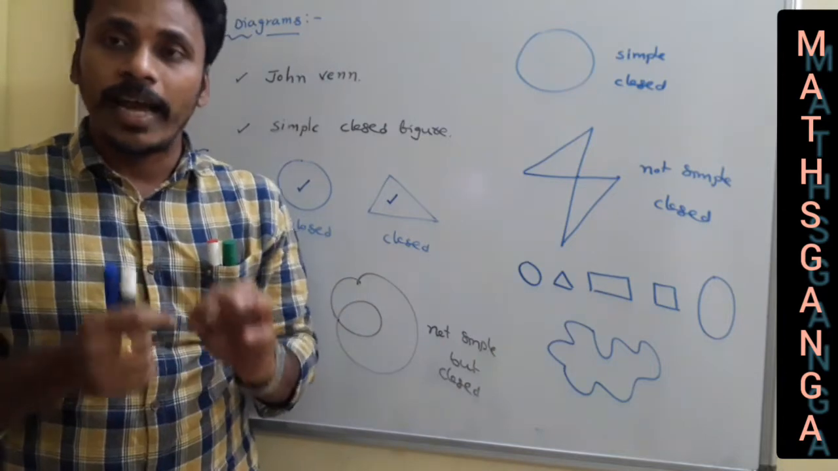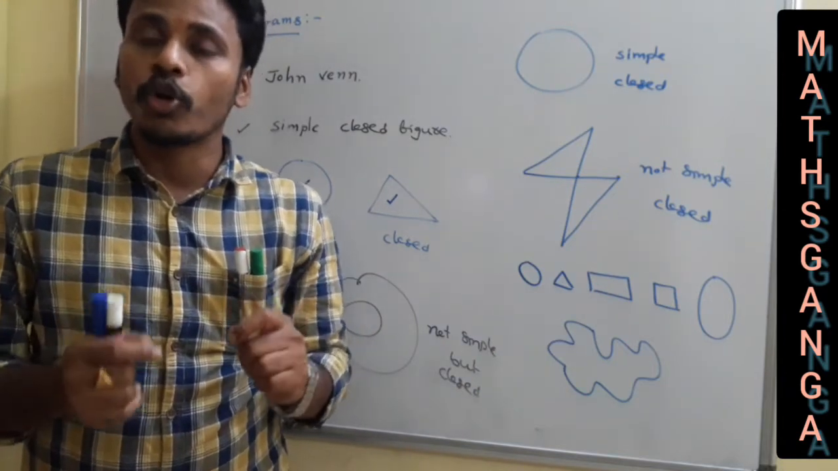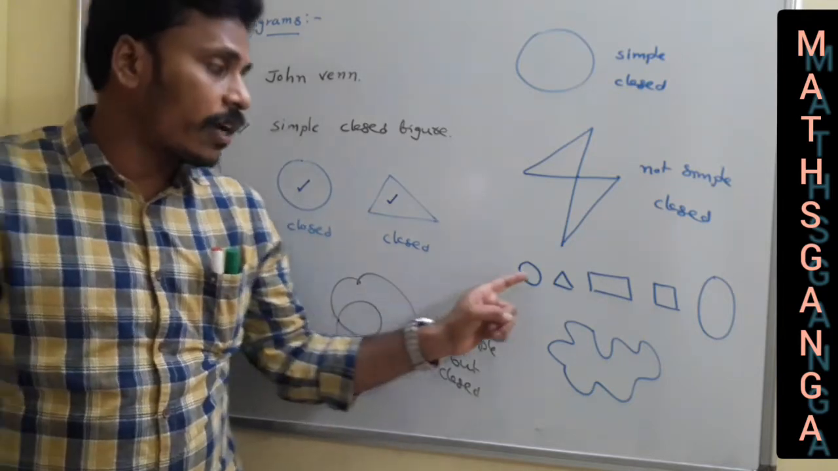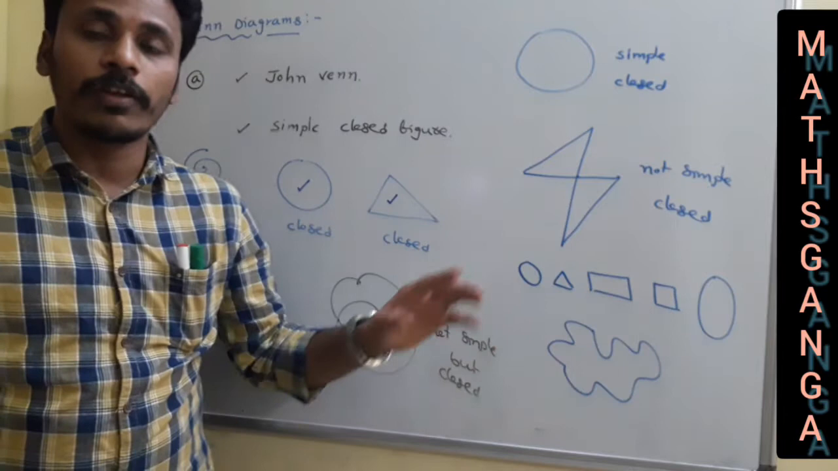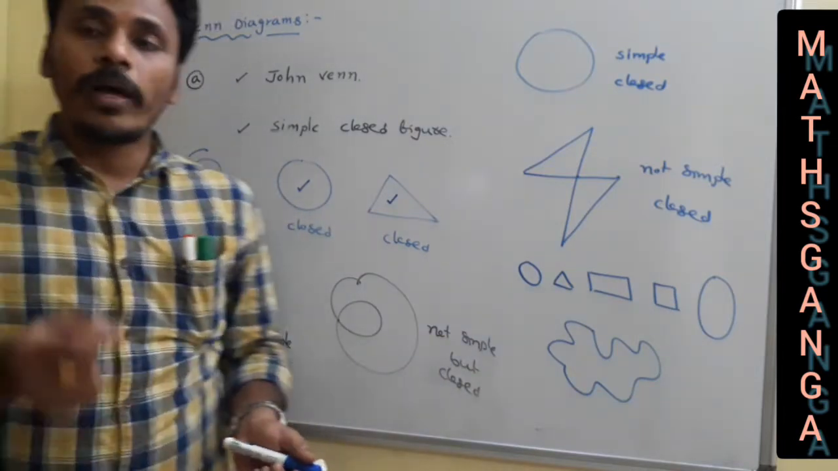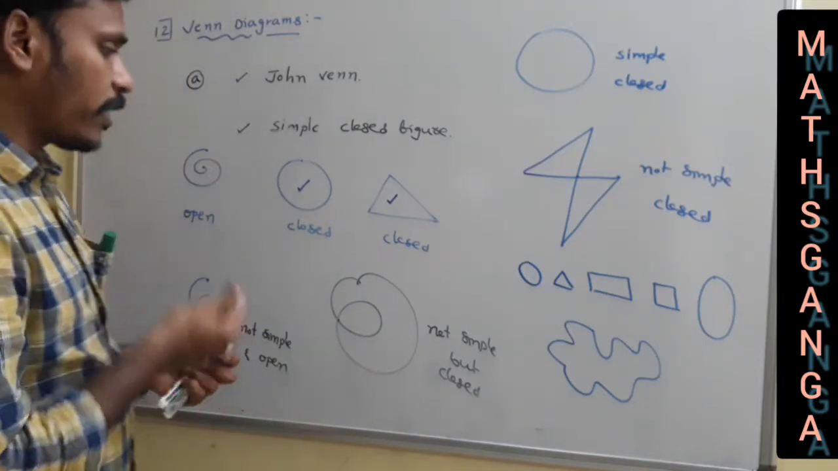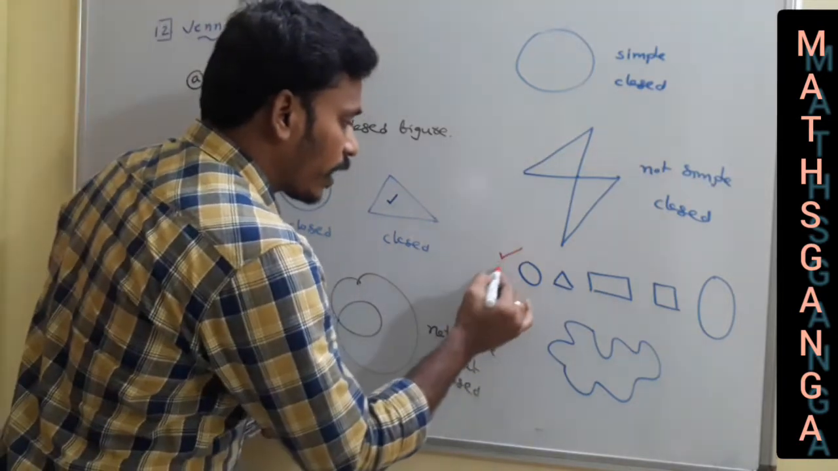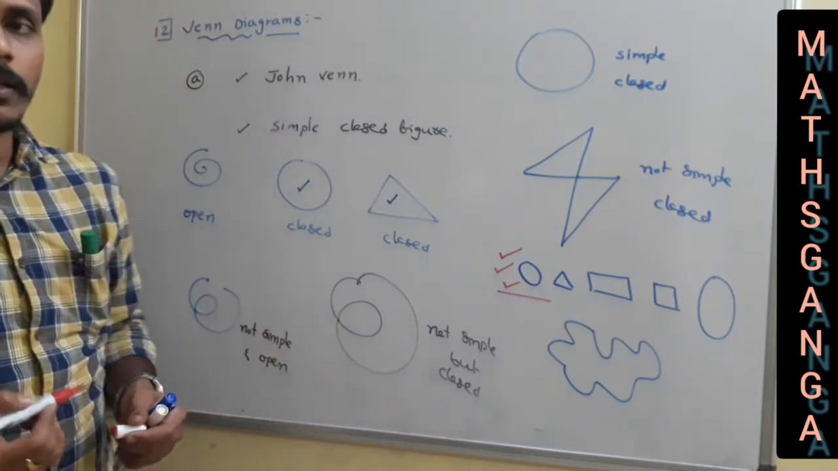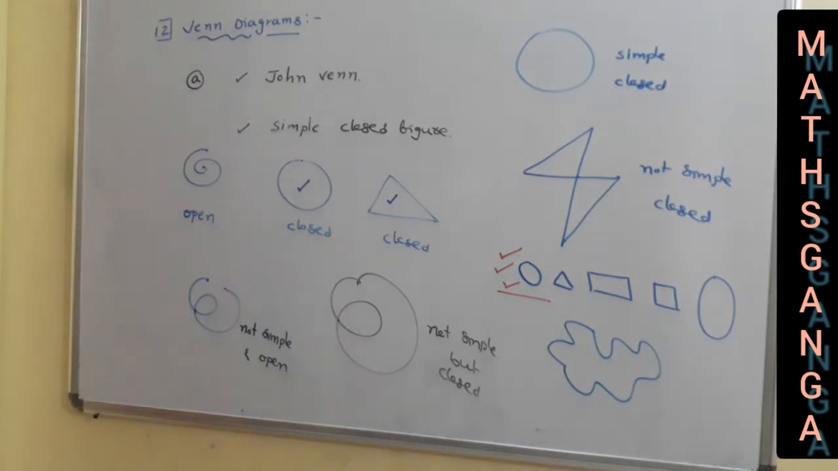So at the end, the conclusion is we can use any simple closed figure to represent a set, and these are the frequently used simple closed figures for sets. Among all these, the circle is very comfortable to use, and that's why in most cases we use the circle as a simple closed figure to represent a set. Just have a look, and then I move to the next point.